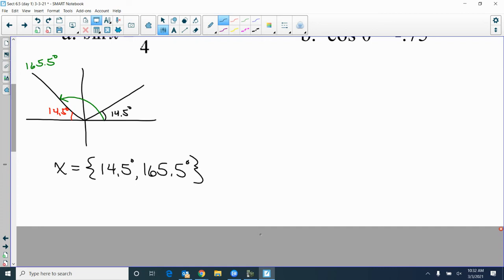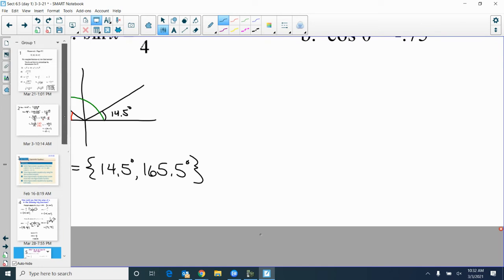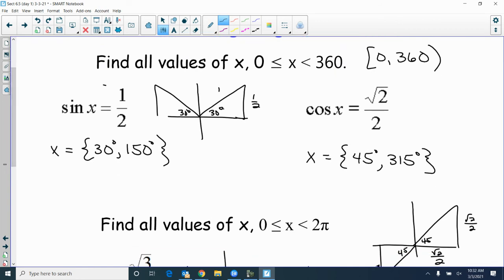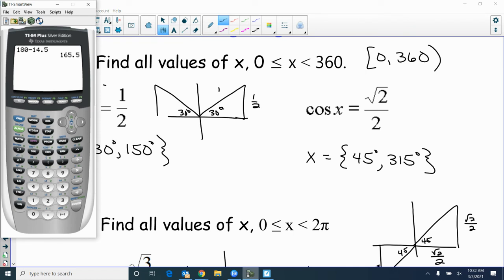All right, let me go backwards just for a second. You can use your calculator. Like for these initial ones, if you got stuck or if you just forgot or whatever, I could do inverse cosine of square root of 2 divided by 2. It will give me 45 degrees. It's not going to give you that second answer. You still got to be able to go figure out that second answer.